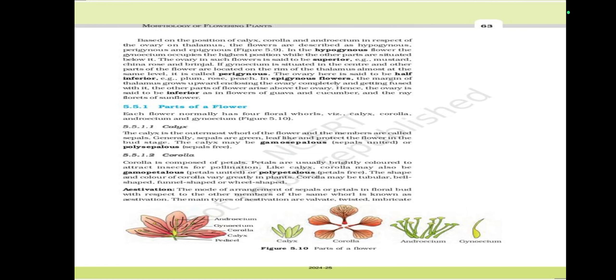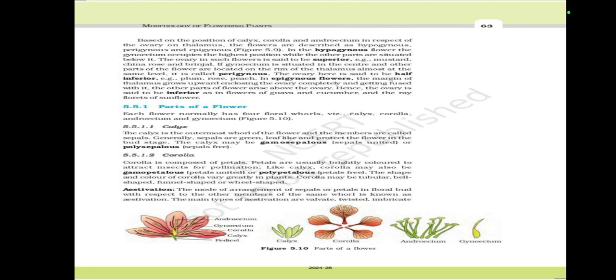In the hypogynous flower, the gynoecium occupies the highest position, while the other parts are situated below it. The ovary in such flowers is said to be superior. For example, mustard, China rose, and brinjal.